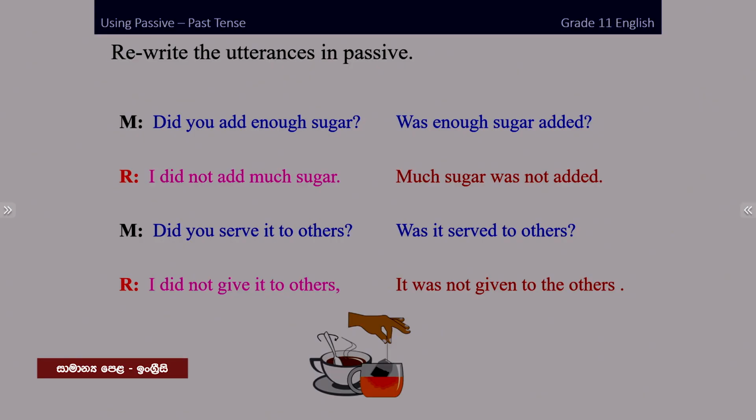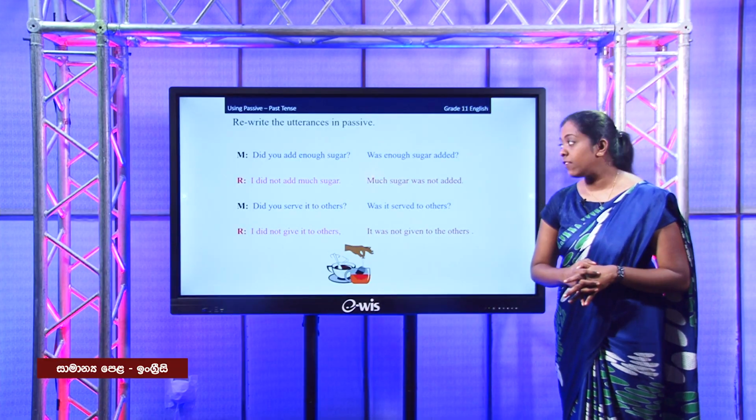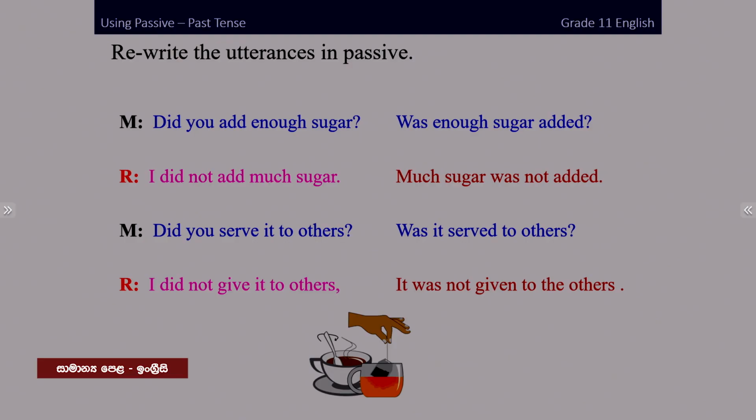And we have few more sentences here from the dialogue. Did you add enough sugar? Was enough sugar added? It is a question. I did not add much sugar. Much sugar was not added. It is a negative statement. Did you serve it to the others? Once again a question. Was it served to the others? I did not give it to others. You know what it is? A negative statement. It was not given to the others.